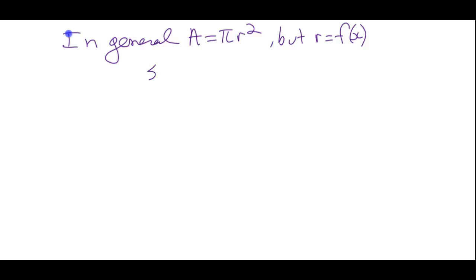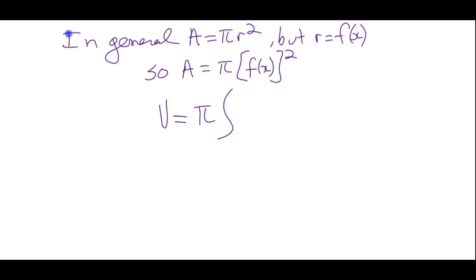So the area is pi times f of x squared. And so the volume, the formula for volume given on your formula sheet, is pi times the definite integral from a to b of f of x squared dx. Okay, and that's on the bottom of your formula sheet. Volume of a solid of revolution.